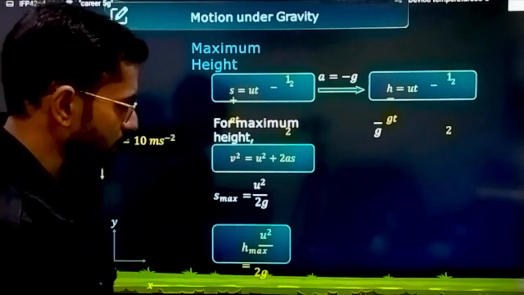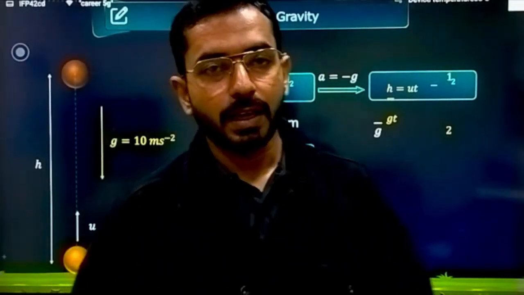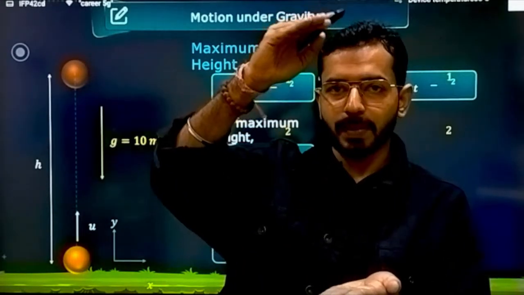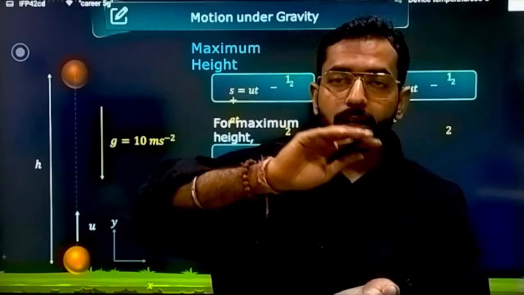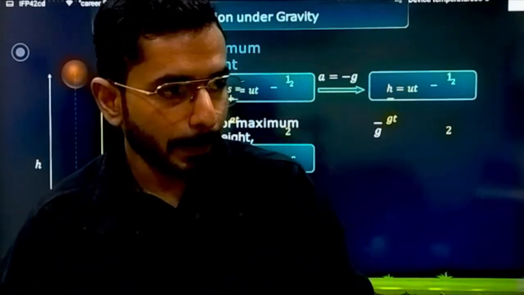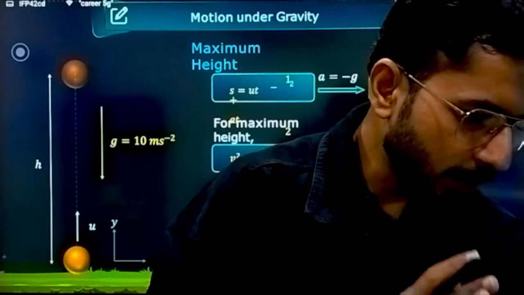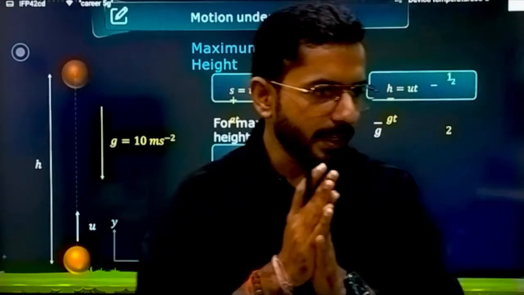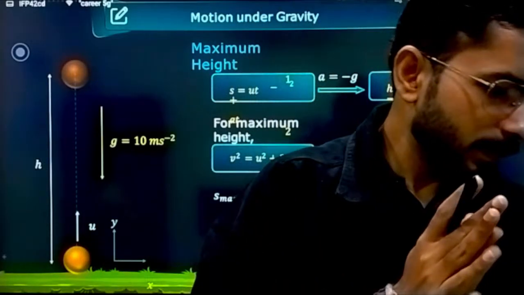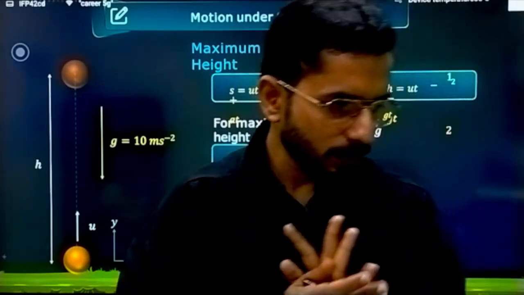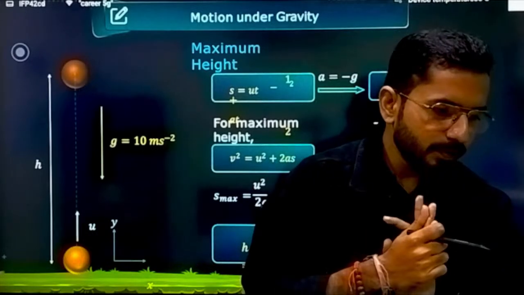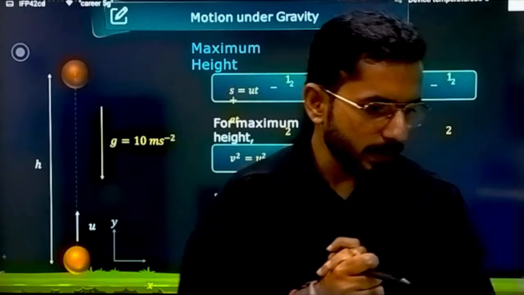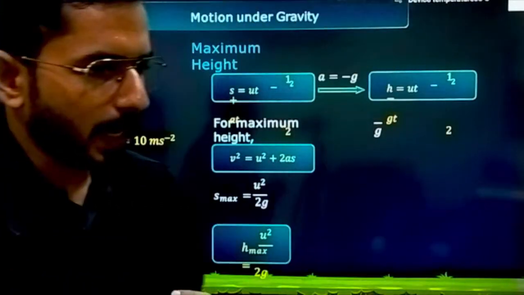Clear? Let's suppose the question is asking you for maximum height. What is maximum height? Let's suppose you are given some velocity from the ground level and it will achieve its maximum, and then again it will come down. So what is the condition that we create for maximum height? Tell me, anyone? Anyone knows what is the condition for maximum height? Comment, let's see. No one? Okay, fine, I will tell.